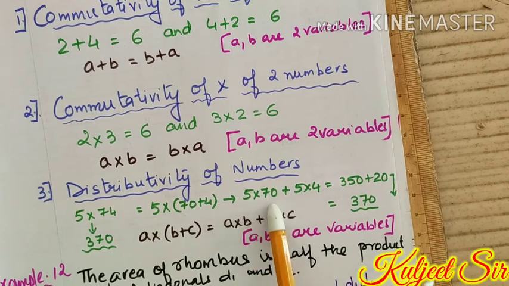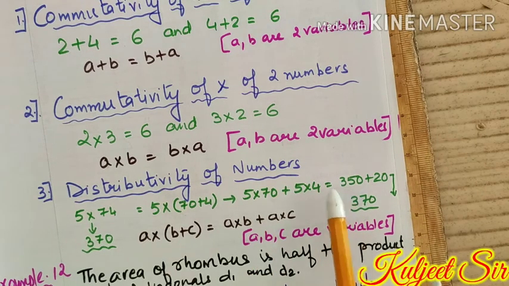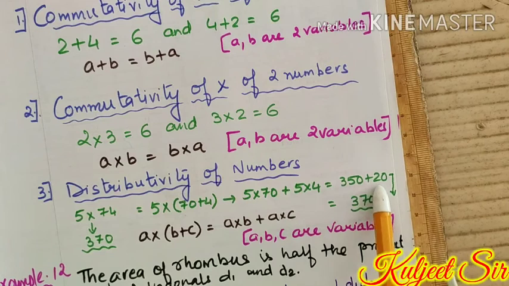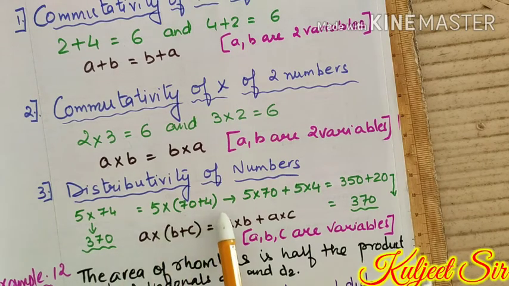5 multiplied by 70 will give me 350. And 5 into 4 will give me the answer 20. So now you add up these two. 350 plus 20 will again give me the answer as 370. So I multiply 5 into 74 in this manner, then also I get the same answer as 370. I use the distributivity property and multiply it in this order, then also I get the answer as 370.